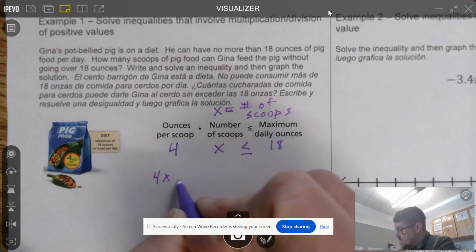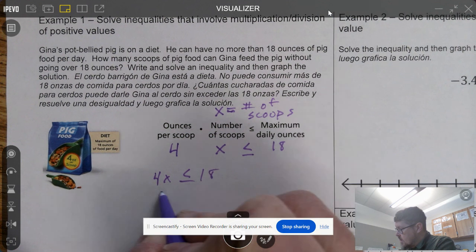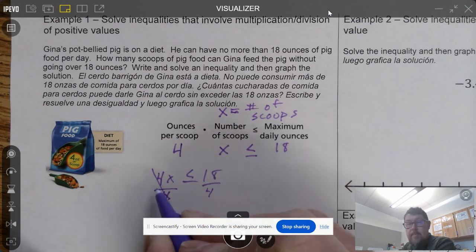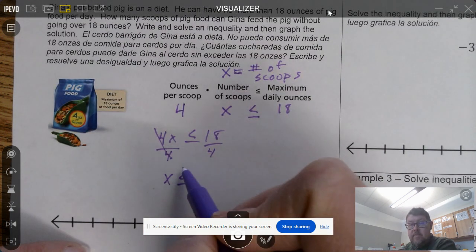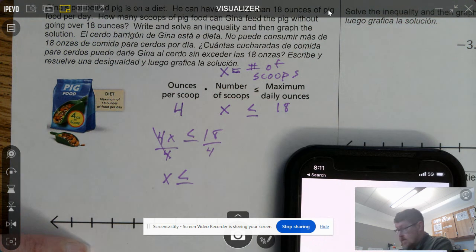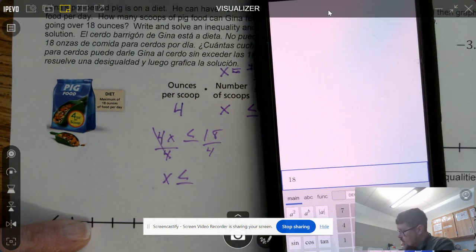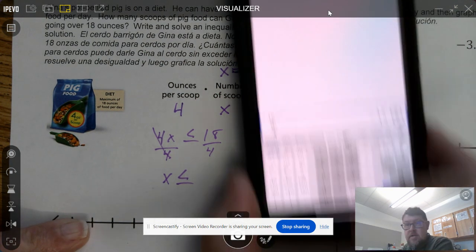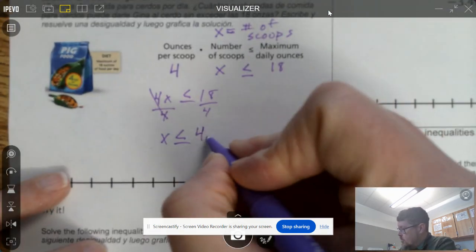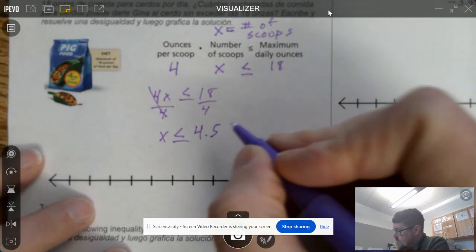Now we'll solve it, kind of like tighten it up a little bit. I divide by 4 on both sides. I get X is less than or equal to, and I'm not flipping the inequality around for this one because it's a positive number. So I don't even have to worry about that. So I take 18 divided by 4 gets me to 4.5. So X is less than or equal to 4.5 scoops, right?